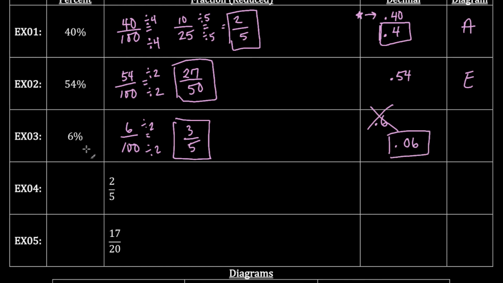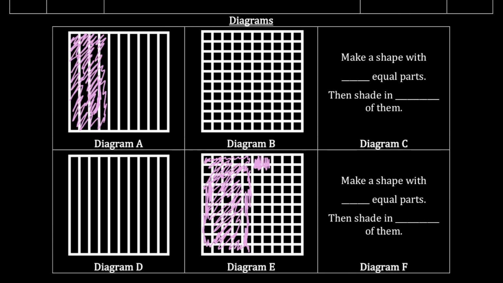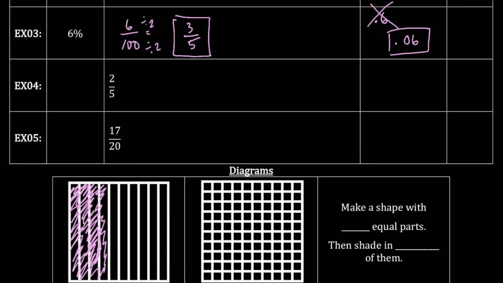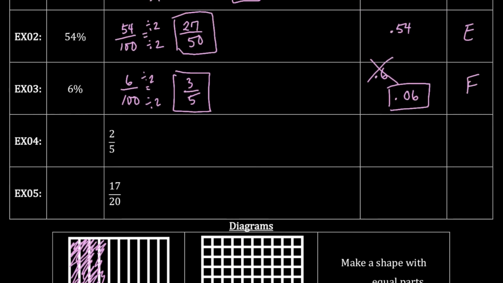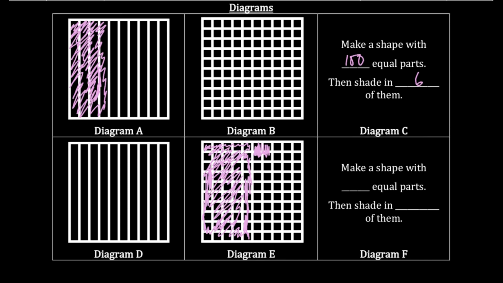So we have 6%. Let's go ahead and choose a diagram. I'm going to choose out of order again, remember? So let's do F this time. F. So 6%. So that means I will make a shape with 100 equal parts, and then I'm going to shade in 6 of them. All right, that was easy. I don't have to draw it, just putting it into words. Oh man, I put this in the wrong one. Okay, 100 equal parts and shade in 6 of them, 6%.